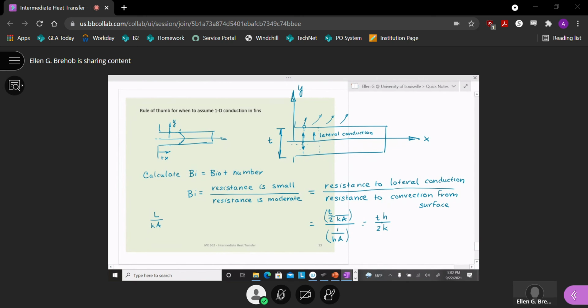Okay. So that combination of variables is what I'd like to check. And I would like to see that it's a small number. And the rule of thumb is that we'd like it to be less than 0.1. So we're saying that the resistance to lateral conduction is 10 times smaller than the resistance to convection. Okay.